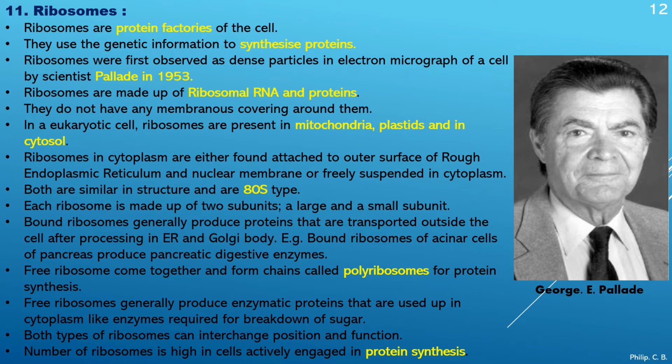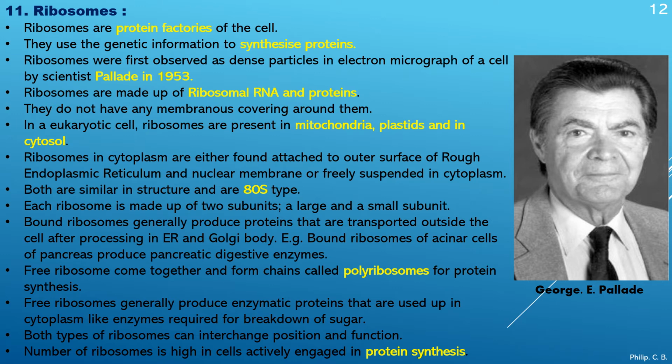Okay. Ribosomes. Ribosomes are protein factories of the cell. They use the genetic information to synthesize proteins. So as we know, the main function is synthesis of proteins. Ribosomes were first observed as dense particles in electron micrograph of a cell by scientist Palade in 1953. Ribosomes are made up of ribosomal RNA and proteins. They do not have any membranous covering around them. So there is no covering as you saw in the case of mitochondria, chloroplast, etc.